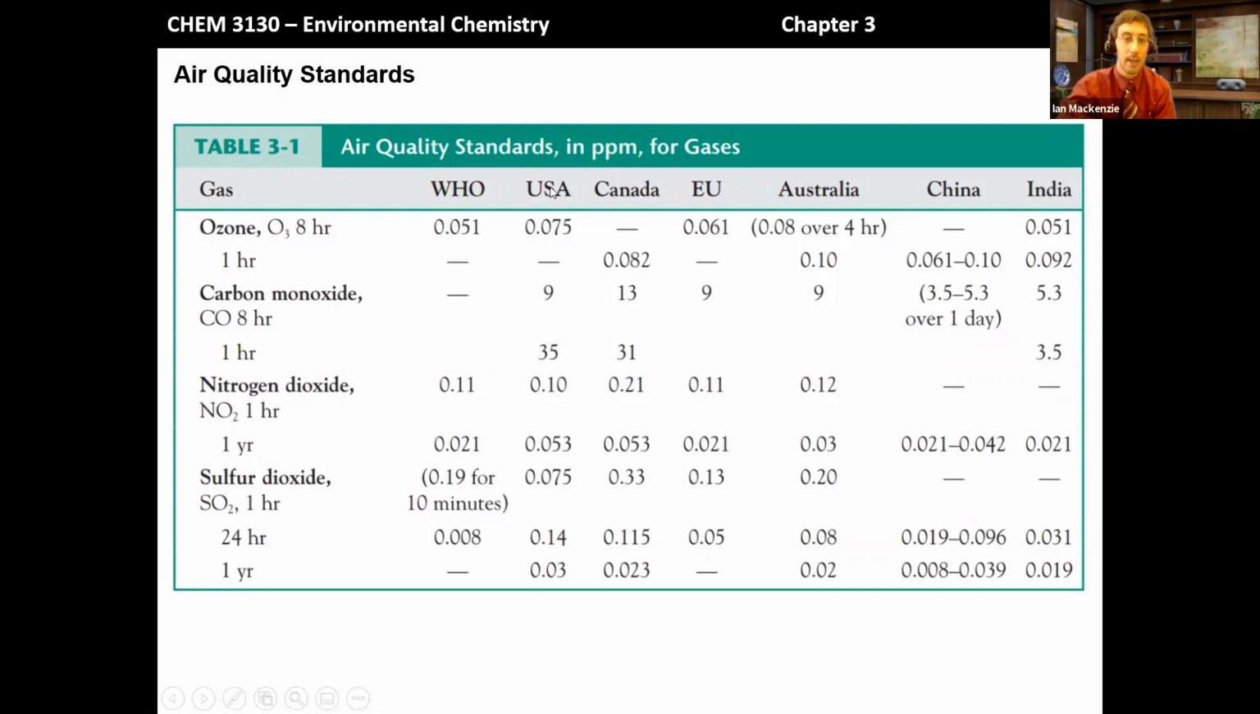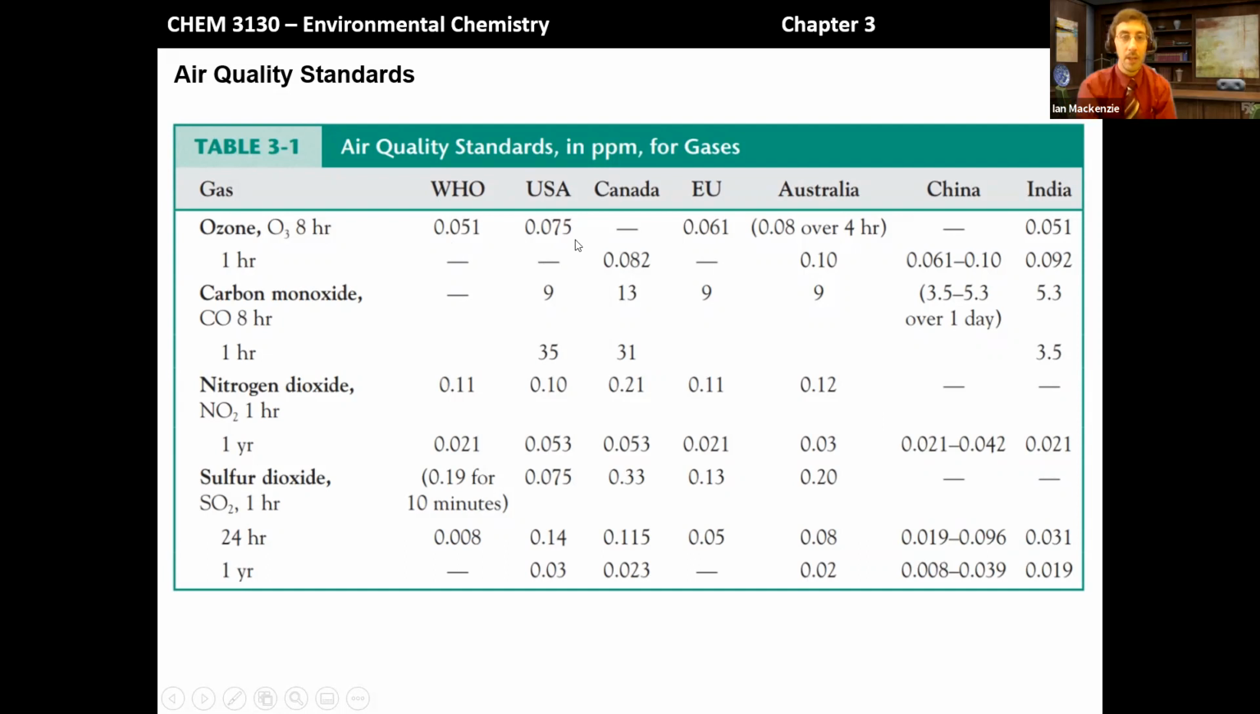We've got some concentration limits here set by the US and then also the World Health Organization. You can see some comparisons with some other countries here. So this should come out to about 75 parts per billion here.